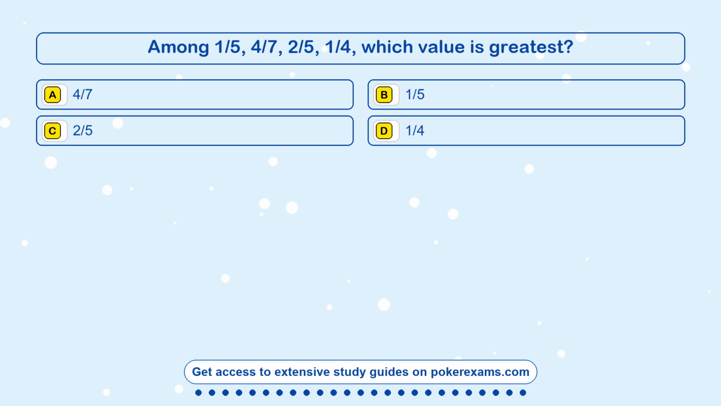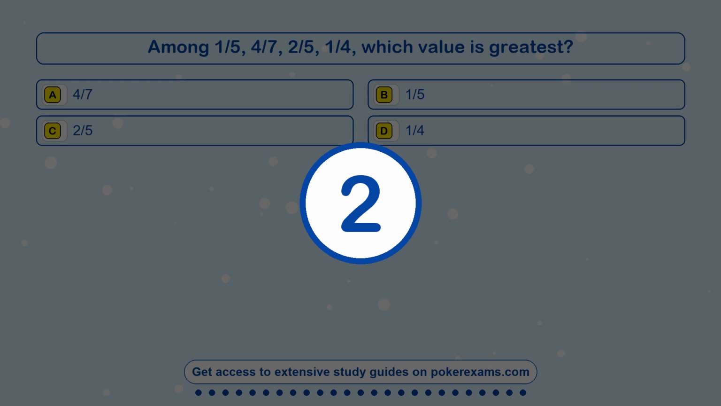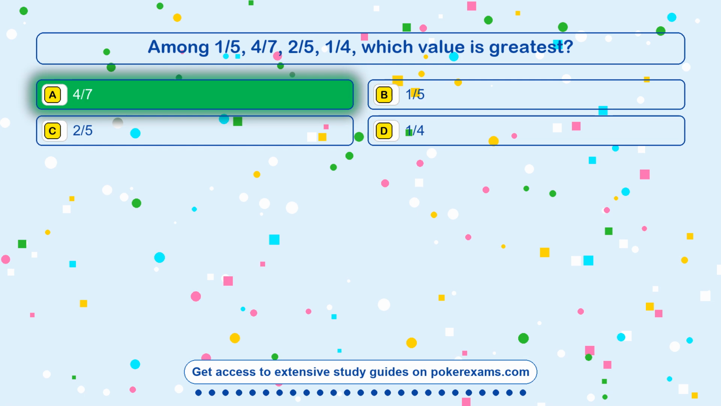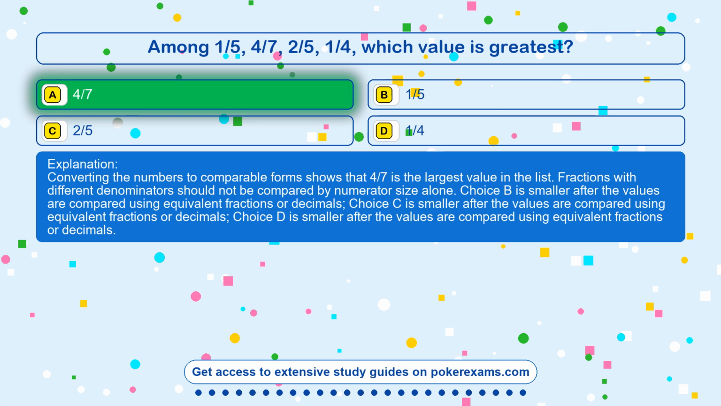Question 2. Among 1/5, 4/7, 2/5, 1/4, which value is greatest? Option A 4/7. Option B 1/5. Option C 2/5. Option D 1/4. The correct answer is option A, 4/7. Converting the numbers to comparable forms shows that 4/7 is the largest value in the list.